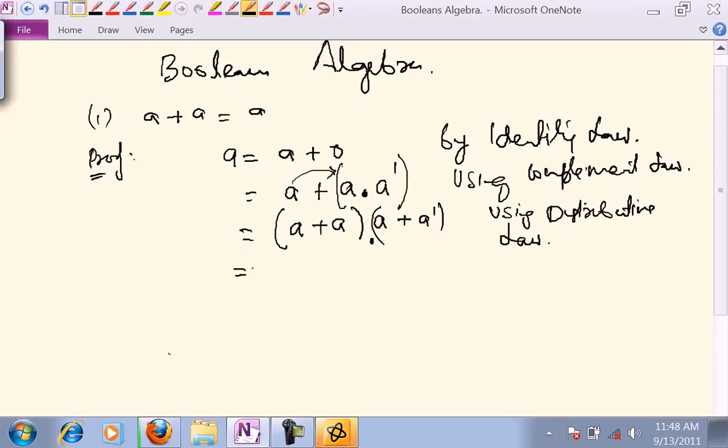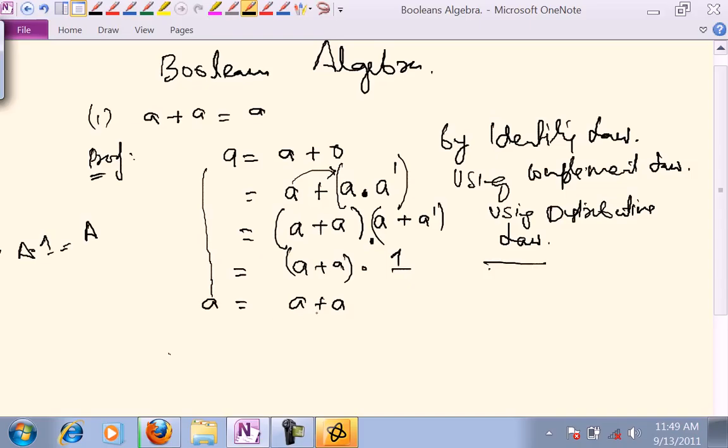Now here we have a or a, and a or a complement. What is a or a complement equal to? That's 1, using the complement law. Now anything ORed with 1 is equal to that thing. If we have, for example, a and 1, it will be equal to a. If a is 0, it will be 0. If a is 1, it will be 1. So what will be the output here? That is a or a. And now we got our solution, that a is equal to a or a. That is what we had. So this is proved, right?